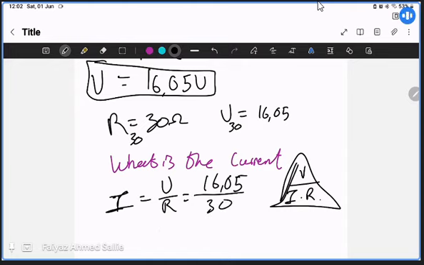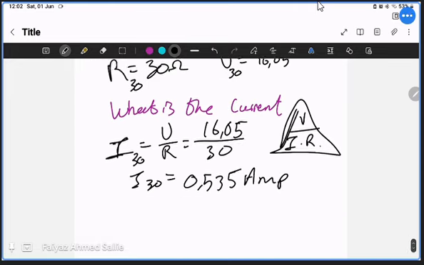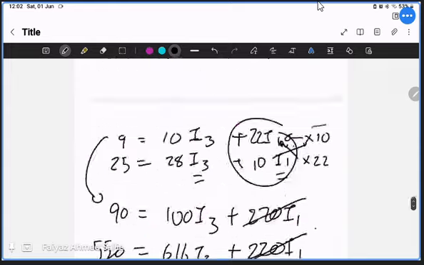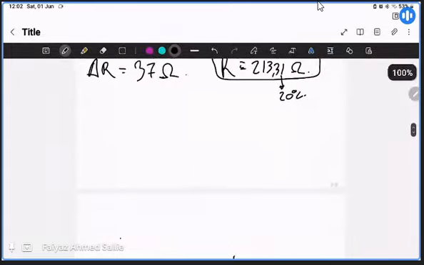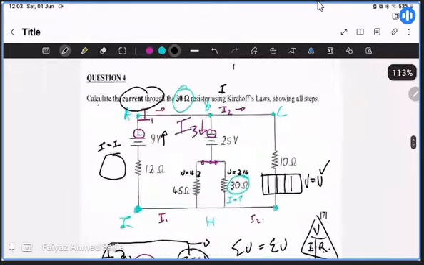30, so our I is equal to 16.05 over 30, which equals 0.0535 amps. So that is the end of the question.